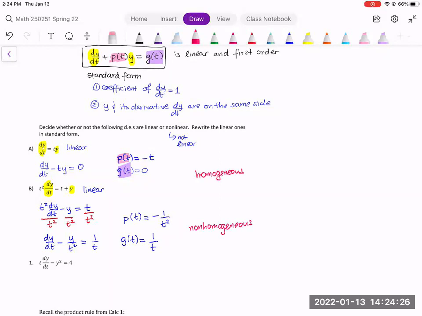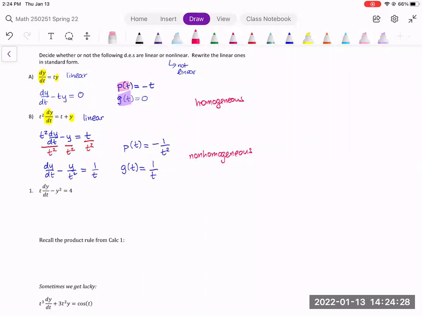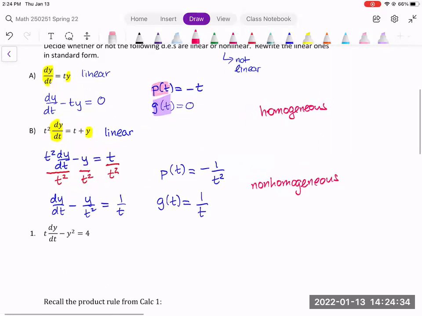Okay. All right, one last one to look at. We have t dy/dt minus y squared equals 4. When we examine this, notice here we've got a y squared. Uh-oh, this thing is not linear. To be linear, we need that the function y and its derivatives show up as they are, no powers, not stuck inside of any other functions. Okay. All righty. Great.